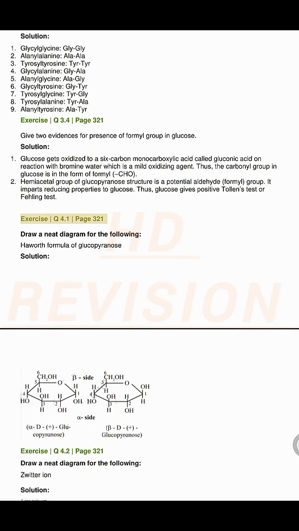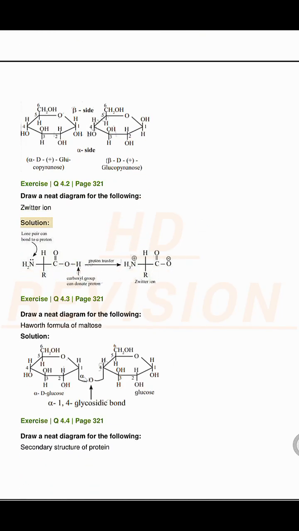Exercise Q4.1, page 321. Draw a neat diagram for the following: Haworth formula of glucopyranose. Solution. Exercise Q4.2, page 321. Draw a neat diagram for the following: Zwitter ion. Solution. Exercise Q4.3, page 321. Draw a neat diagram for the following: Haworth formula of maltose. Solution.